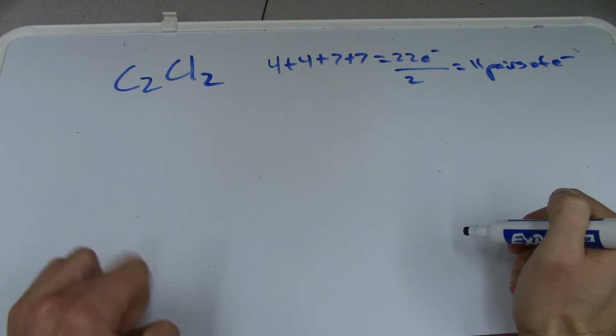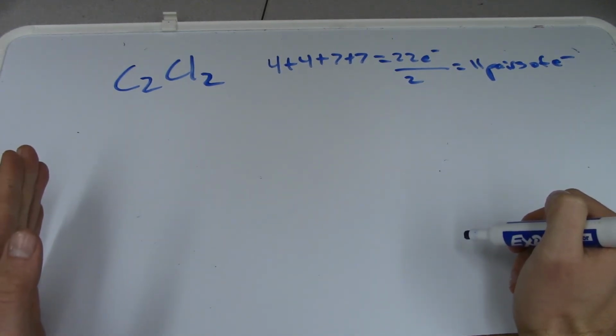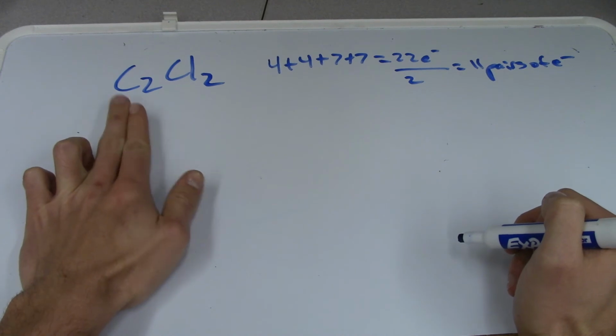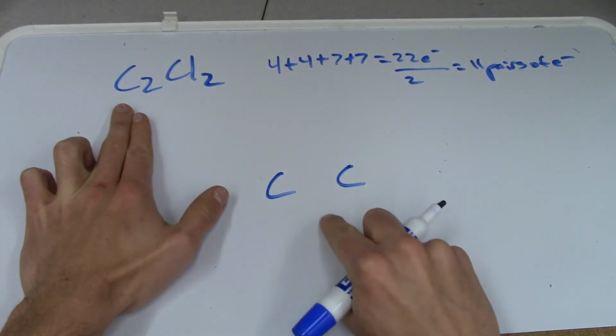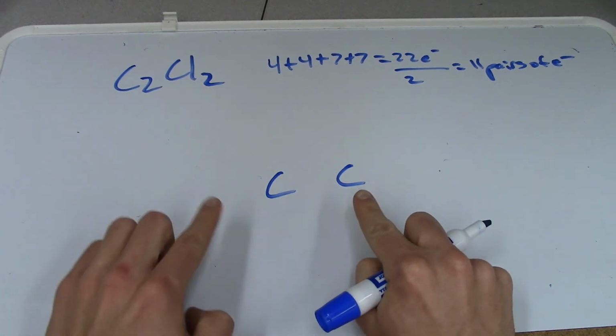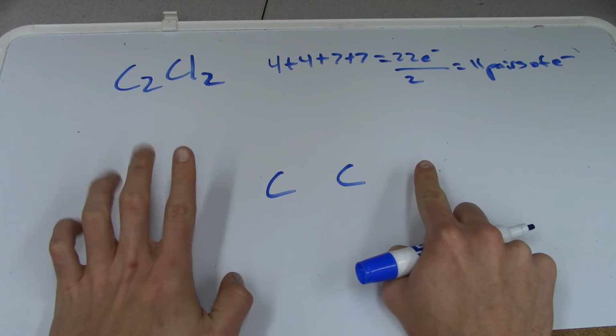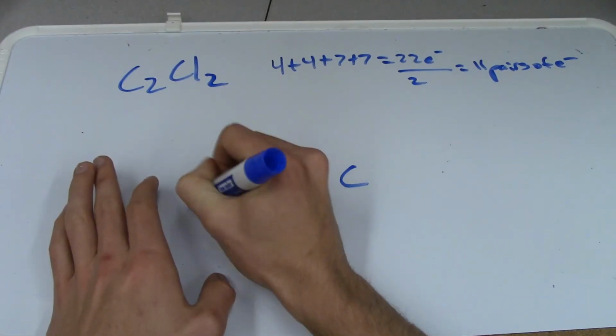Next step, find my central atom. Farthest atom to the left on the periodic table, that's not hydrogen. It's going to be carbon. I've got 2 of them here, so I'm going to draw them next to each other. They're going to connect. And then I have 2 exterior atoms, and again, nature favors symmetry. So I'm going to put 1 on this carbon, and then the other chlorine on this carbon.